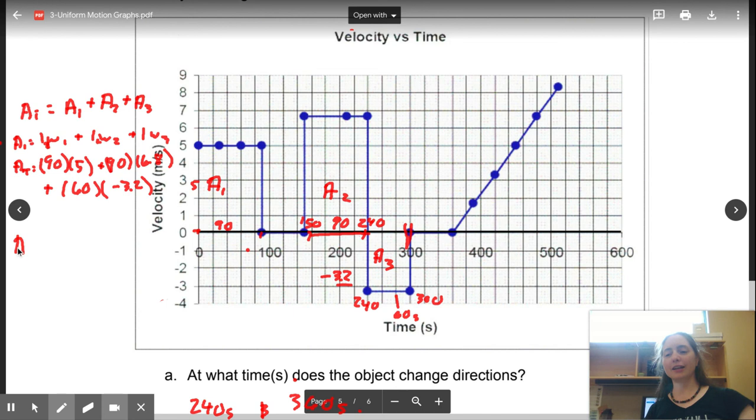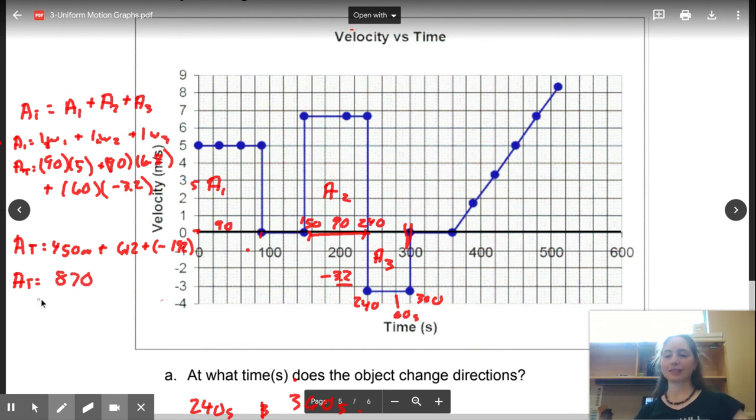So you're going to put all that into your calculator, and you are going to get your 90 times 5, which is going to be 450 meters, plus your 90 times 6.8, which is going to give you your 612 meters, plus your 60 times negative 3.2, which is going to give you your negative 192 meters. Once you add all those three together, you are going to get 870.